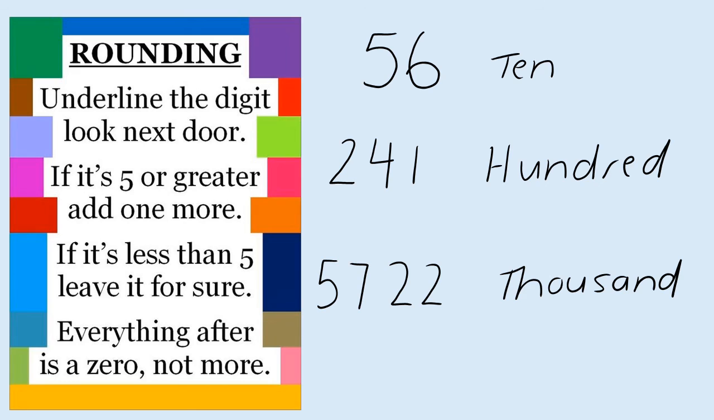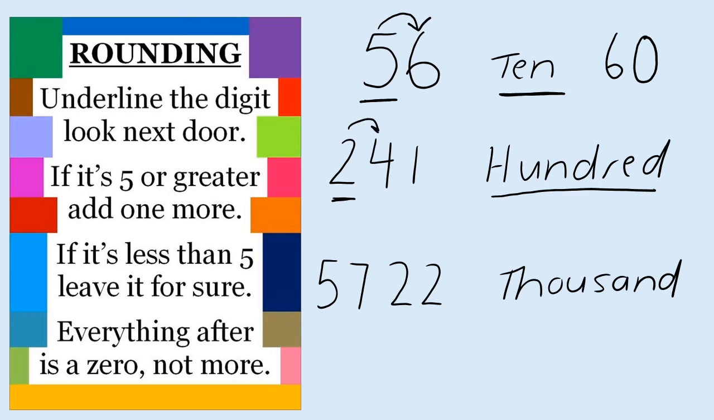So you should have found, if you're looking to round to the closest 10, you underline the digit in the tens column, look next door. It's greater than 5, so I'll add one more. Everything else becomes a 0, not more. If I'm rounding to the nearest 100, I underline the digit in the hundreds column, look next door. Is it greater than 5? No. Leave it for sure. Everything else becomes a 0, not more. So 241 gets rounded to 200.